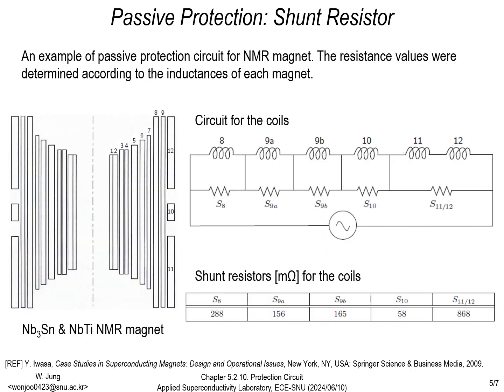This slide shows an example of a passive protection circuit for an NMR magnet. The resistance values of the shunt resistors are determined based on the inductances of each magnet. This ensures that the energy is effectively dissipated, maintaining the stability of the system during a quench.